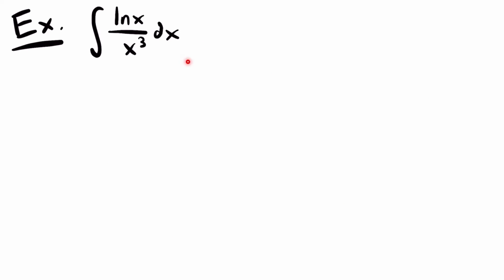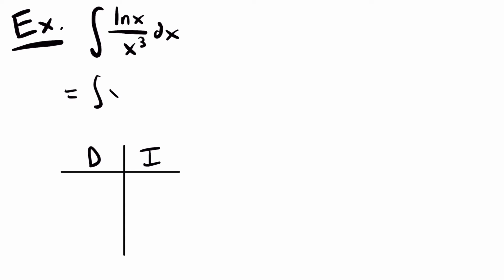All right, so here's our last example. We have the integral of the natural log of x divided by x cubed times dx. And so if we want to integrate this using the tabular method, I'll start by drawing our table. And so we have the derivative column and the integral column. Now in this case, I'm going to rewrite this integral a little bit. We can move this x to the third power to the numerator by making that exponent negative. And so this is equal to the integral of x to the negative third power times the natural log of x dx.